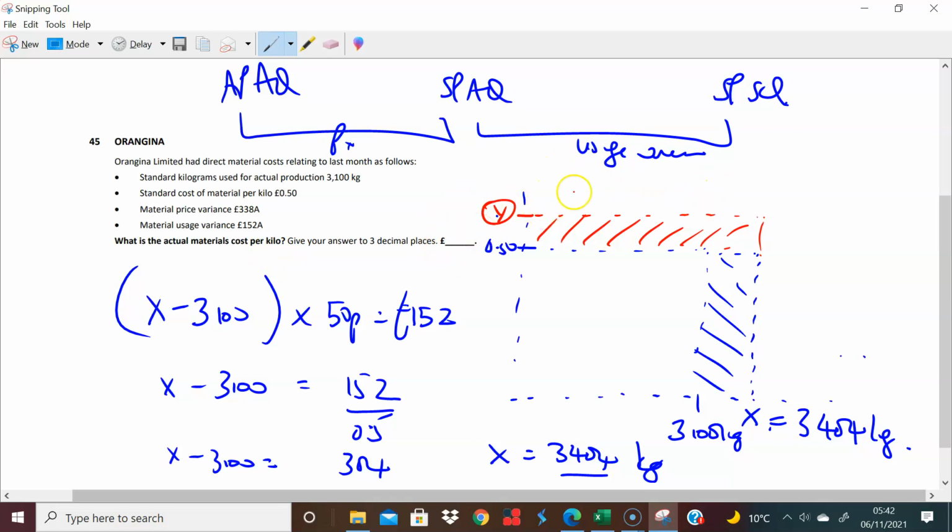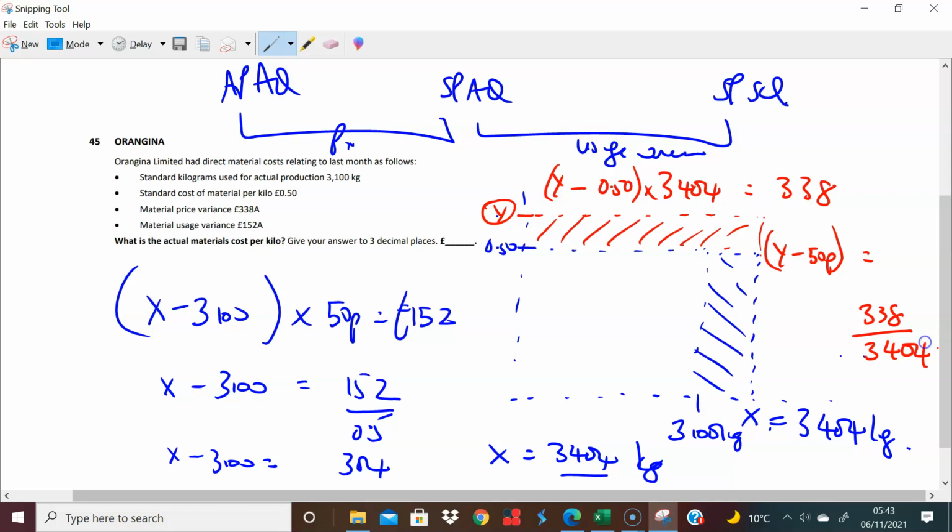So I now find, well, Y minus 50p times all the kilograms, 3,404, is equal to 338. I mean, that's what it's telling me, right? So Y minus 50p times 3,404 is equal to 338. So I suppose I could say Y minus 50p, or Y minus 0.5, is equal to 338 divided by 3,404. So let's do that first.